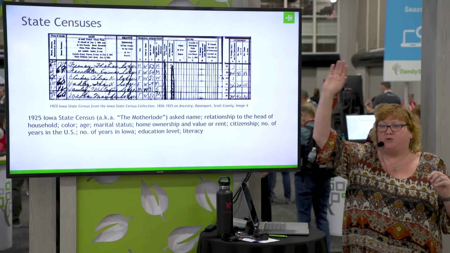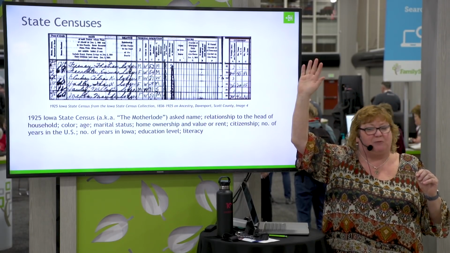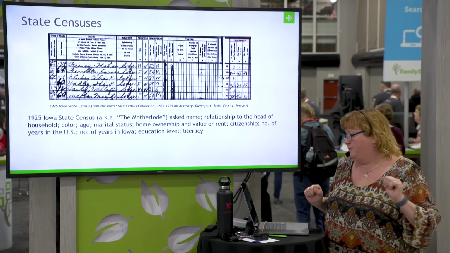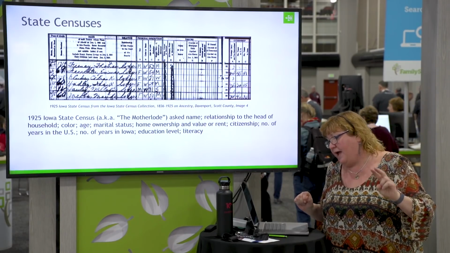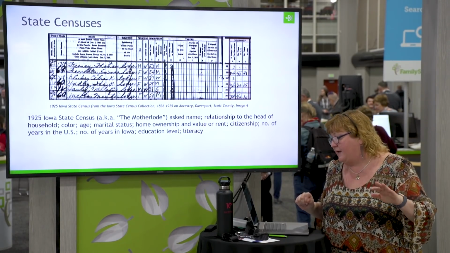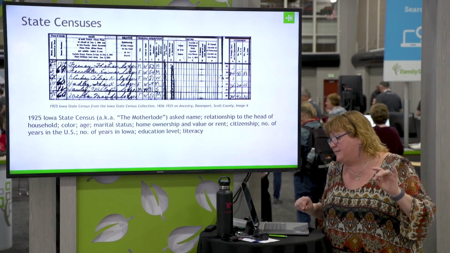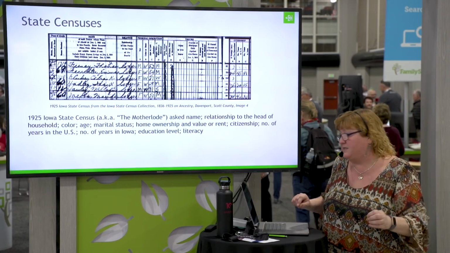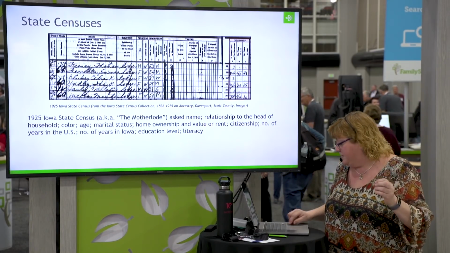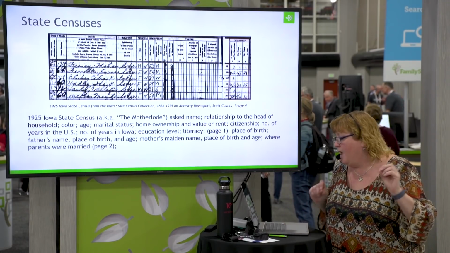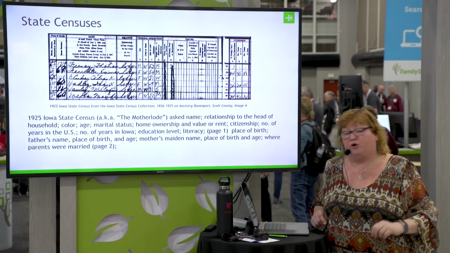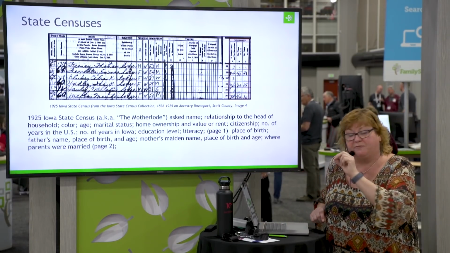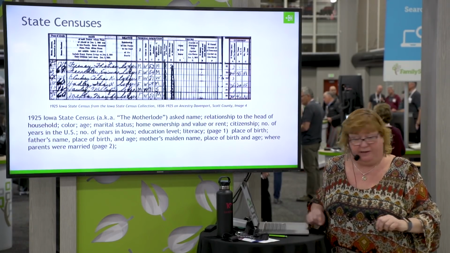How many people have 1925 Iowa census, or people in Iowa? You know about this census, right? This is what they call the mother lode. It asks for the name, relationship to the head of household, color, age, marital status, home ownership, or value or rent, citizenship, number of years in the U.S., number of years in Iowa, so now you can know when they got to the area, education level, literacy. That is page 1. Page 2 asks for place of birth, father's name, his place of birth and age, mother's maiden name, her place of birth and age, where the parents were married.